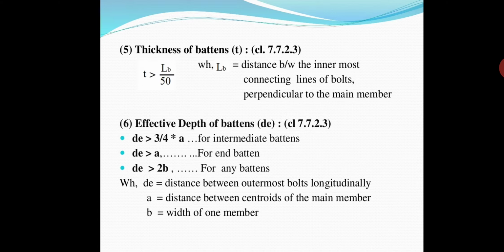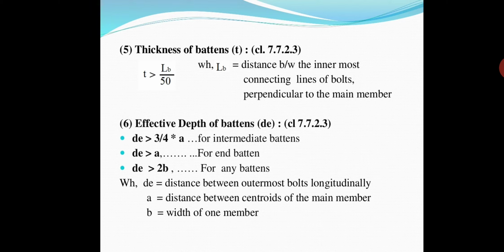Next, the thickness of the batten is denoted by T and given in clause number 7.7.2.3. T should be greater than LB/50, where LB is the distance between the innermost connecting lines of bolts perpendicular to the main member. Then after deciding the thickness of the batten, the next step is the effective depth of the batten, denoted by D E, given in clause number 7.7.2.3.